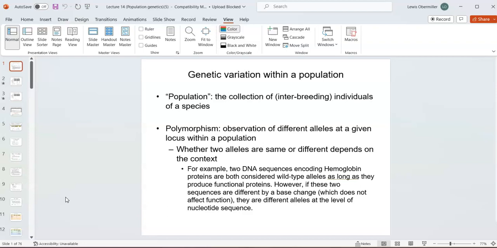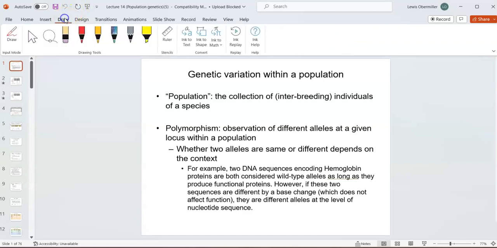We're going to call this lesson 17, which is going to be PowerPoints from the lecture 14 PowerPoint file and Canvas. And this PowerPoint covers population genetics, which is a whole chapter in your text. Okay, so let's talk about population genetics.